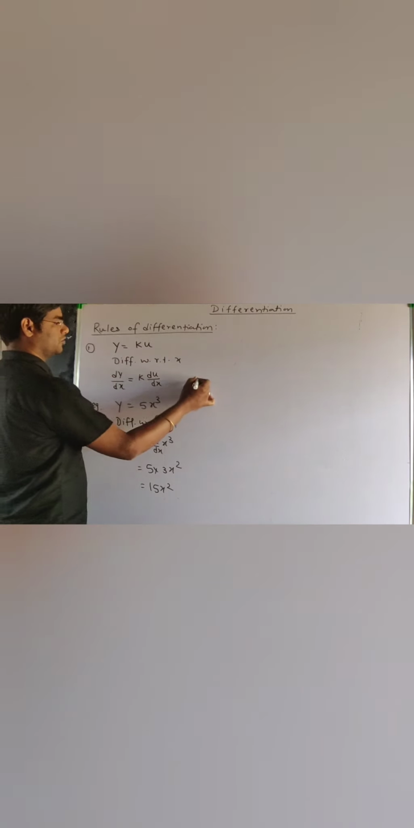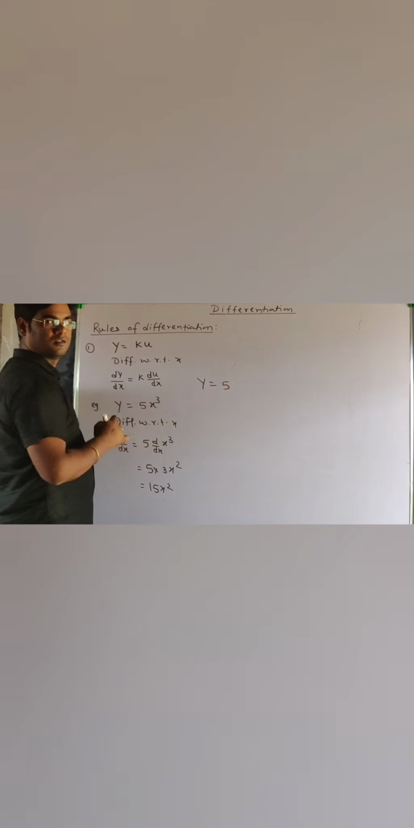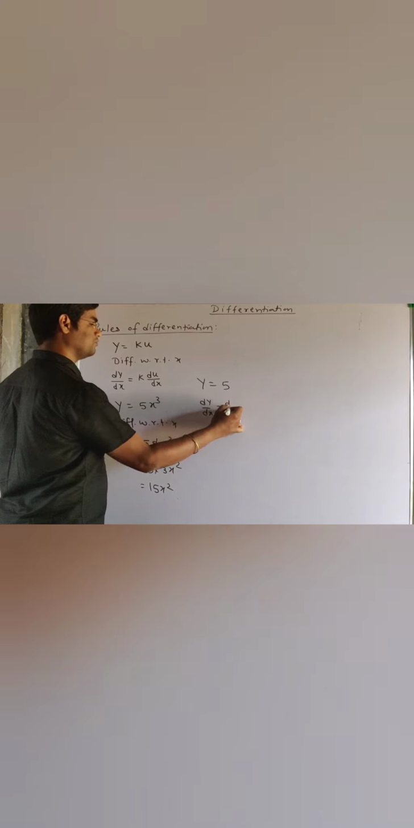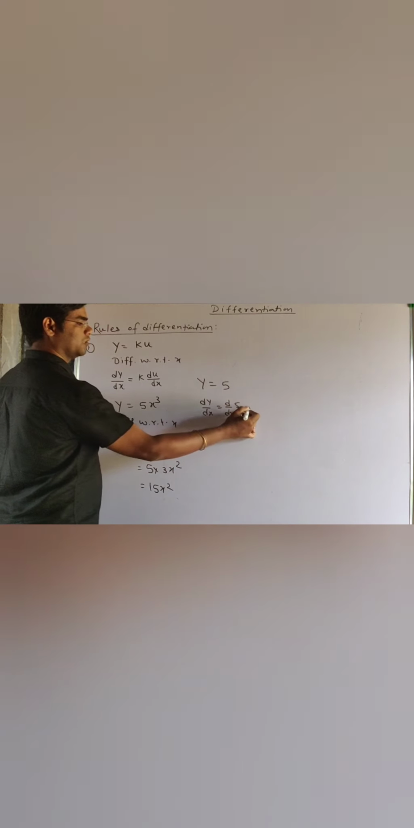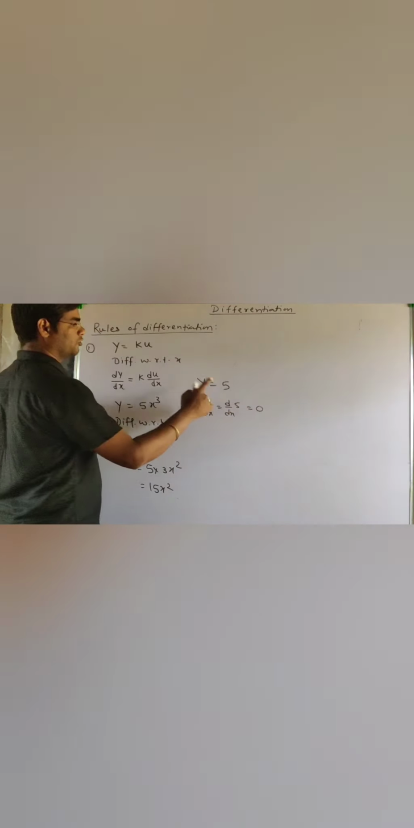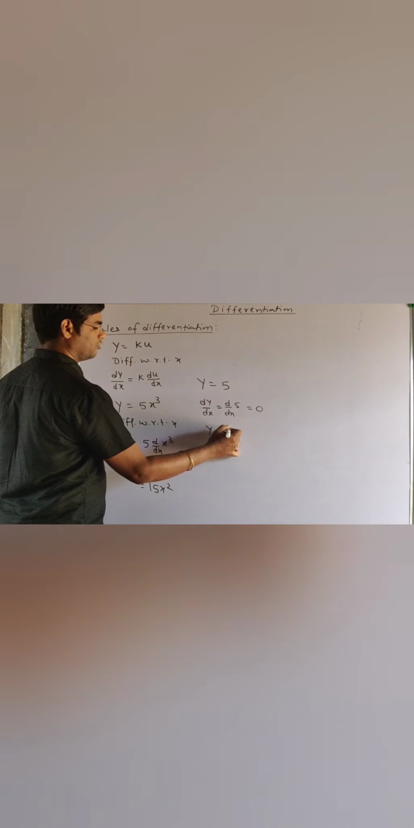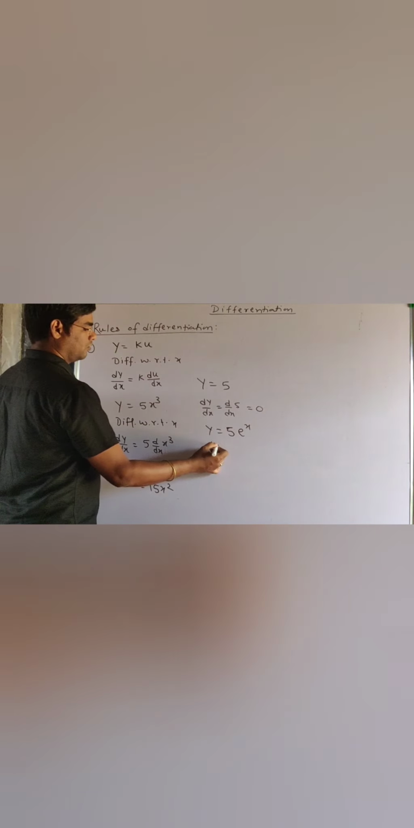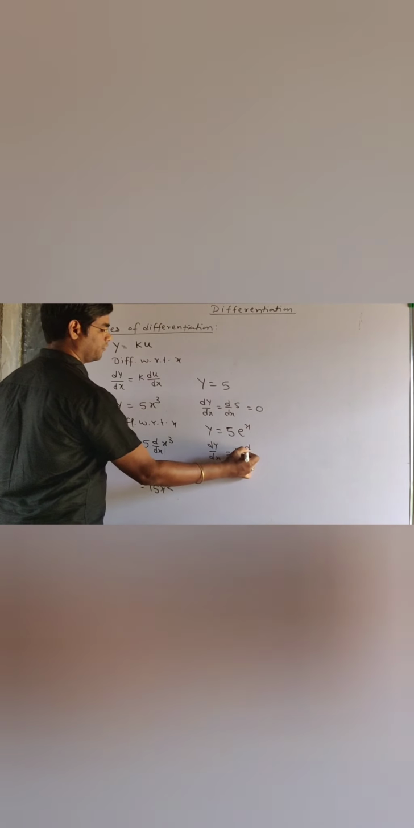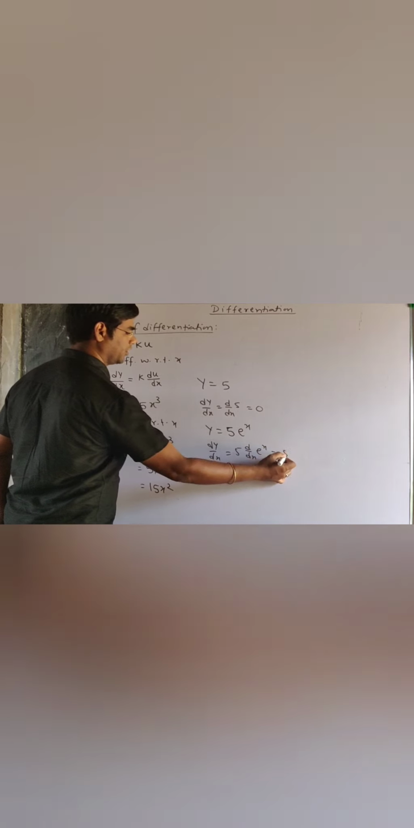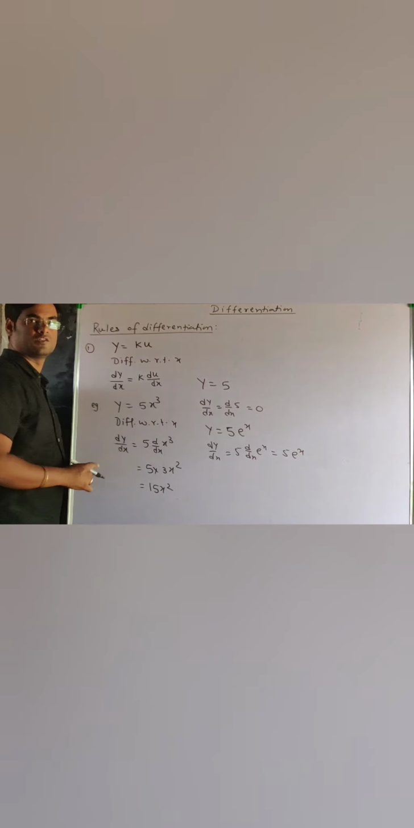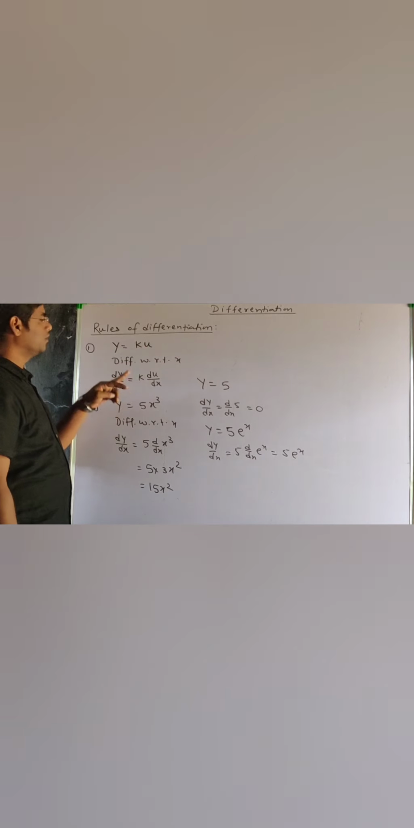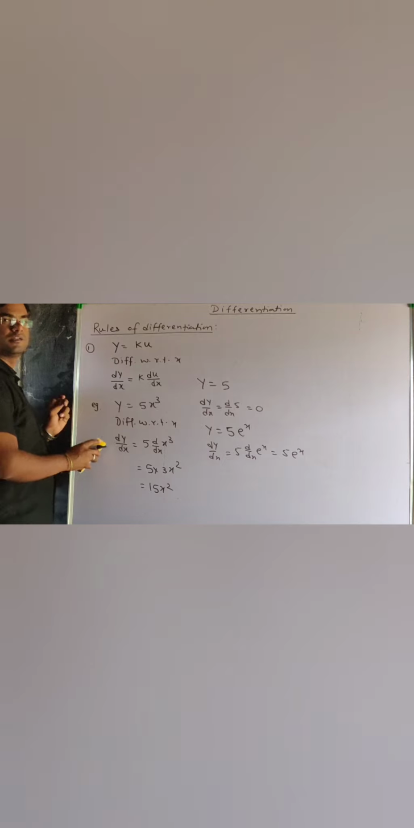Suppose we have only single constant, y is equal to 5. If we have only single constant, then derivative of single constant is 0. Derivative of single constant is what? 0. But if constant into variable, suppose we have 5 into e raised to x, so 5 you have to take common and differentiate the variable term. So derivative of e raised to x is what? E raised to x. So this is the first rule. If we have one constant into variable, then constant you have to take common and differentiate the variable term.